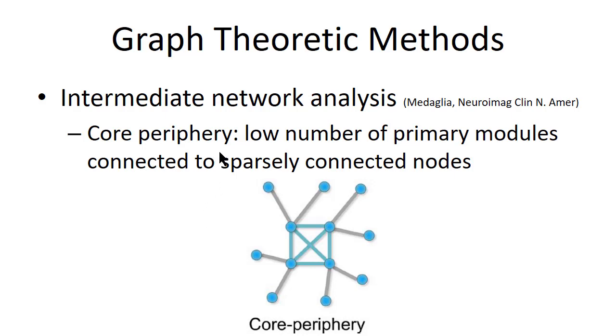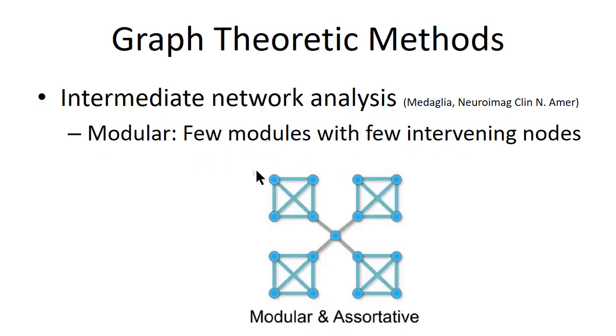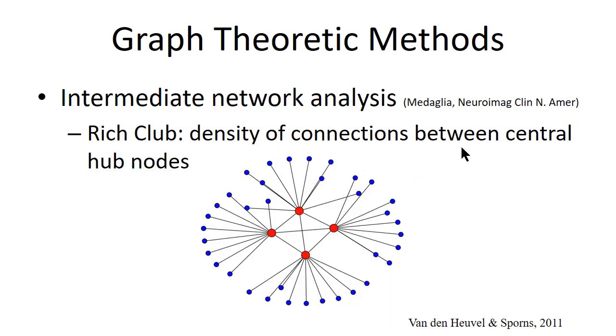Some examples: core-periphery, which basically defines how many primary nodes are connected to sparsely connected nodes. Modularity, where there are few modules with intervening nodes. And then this has become kind of important and very popular, which is the concept of a rich club, which says that nodes that are connected to a lot of other nodes are also connected to each other.